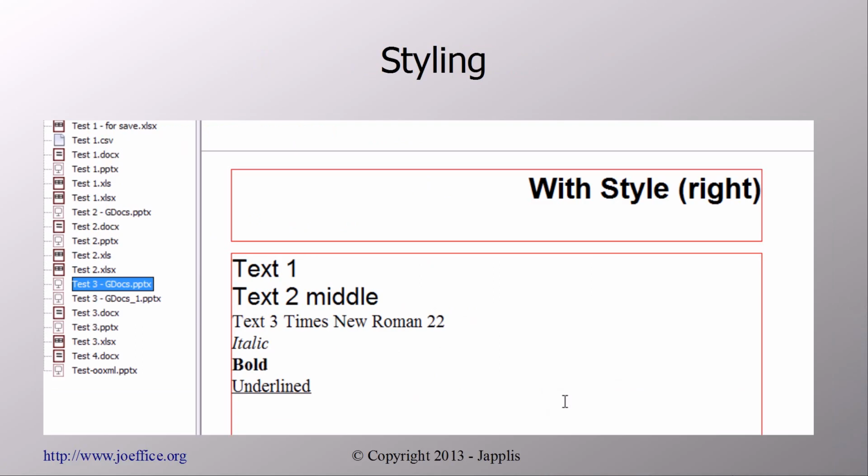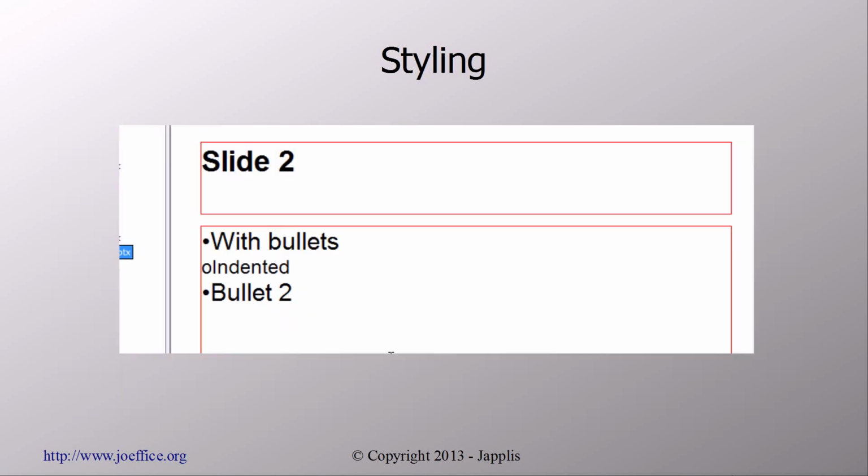Here we have a right-aligned title, and within the body we have different styles, different fonts, italic, bold, underline, and different sizes. We even have bullets with it. It's just one method within Apache POI where you can detect whether there's a bullet or not and get the bullet character of it.